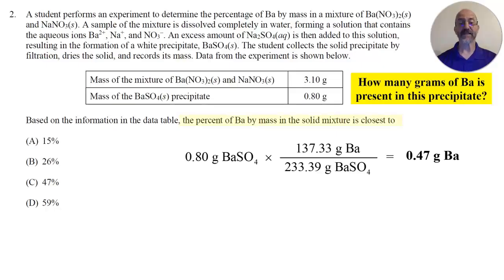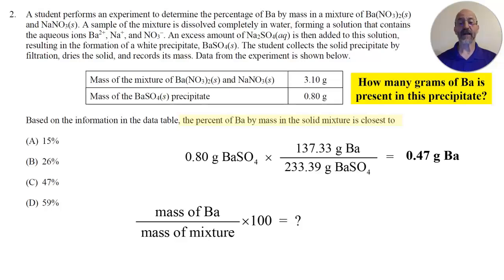Now, the question is asking us to calculate the percentage of barium by mass in the solid mixture. So mass of barium divided by mass of mixture times 100. That's the calculation that we have to do to answer question 2.